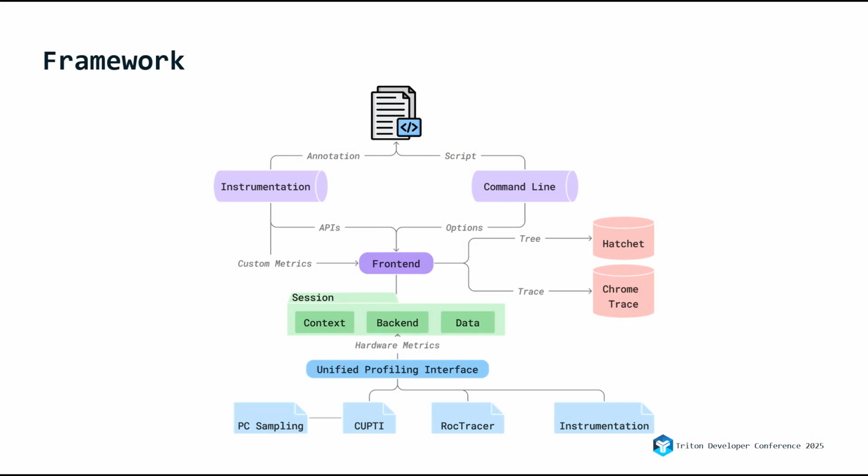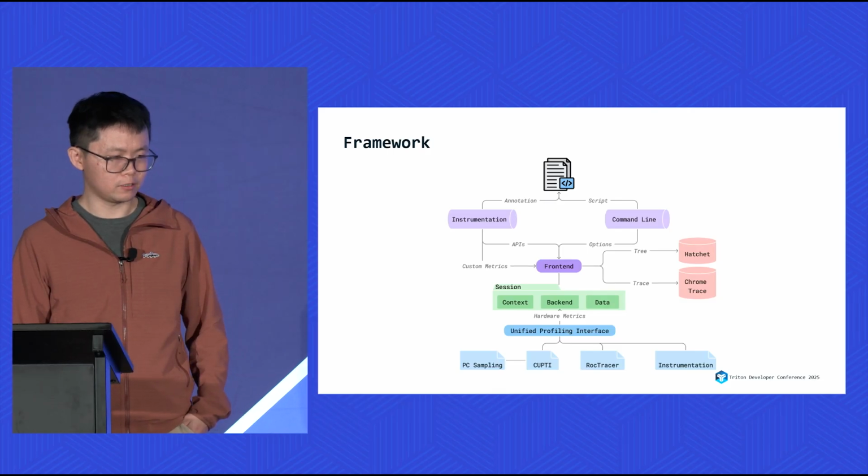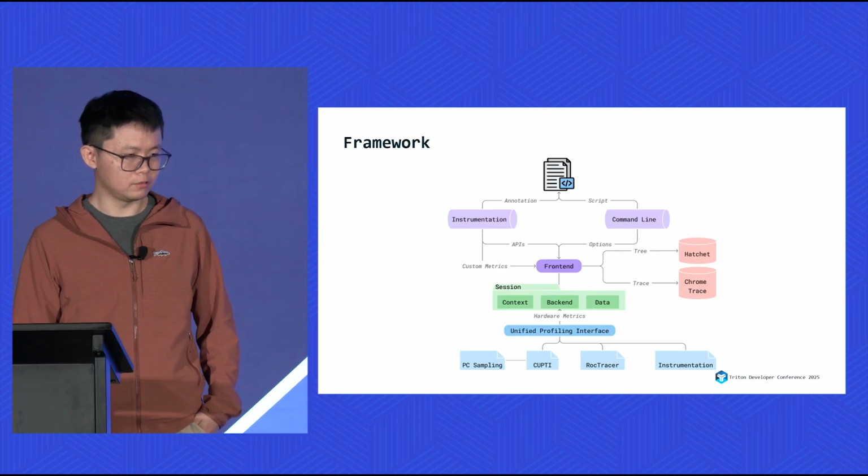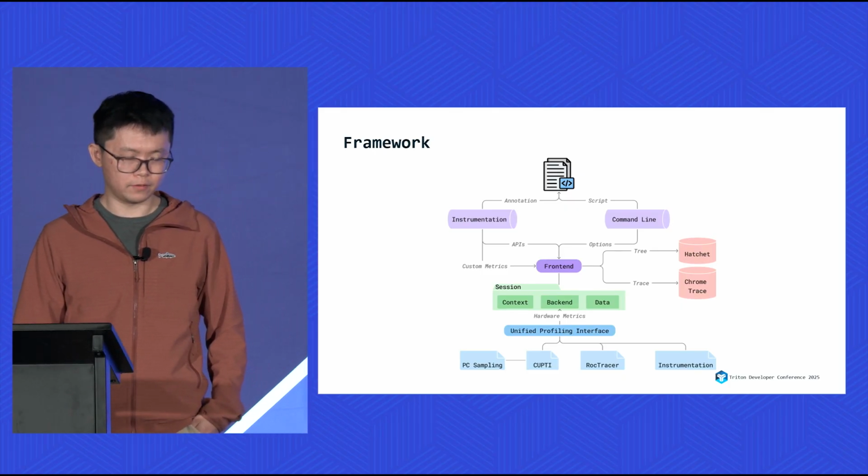Here's Proton's overall architecture. It accepts profiling options from both the command line as well as the Python interface. The profiling options are passed through the front end to the back end. The back end is going to initialize profiling sessions that consist of the context, the backend profiler, and the data. So we can use different profilers and vendor-provided APIs using our unified profiling interface that supports CUPTI, RocTracer, as well as our own instrumentation backend. When the profiling session is finalized, we're going to dump the data into both the trace view as well as the tree-like view, as you have seen before.